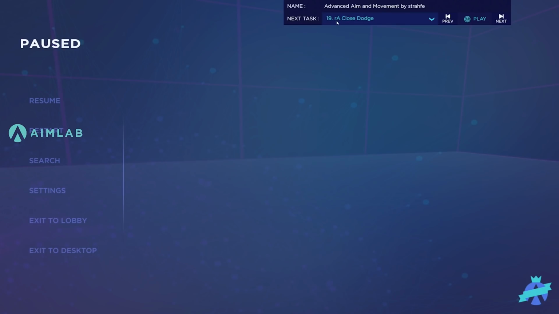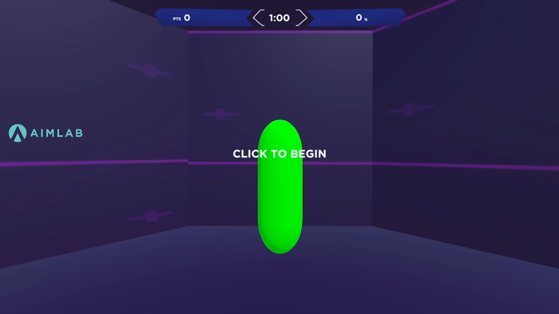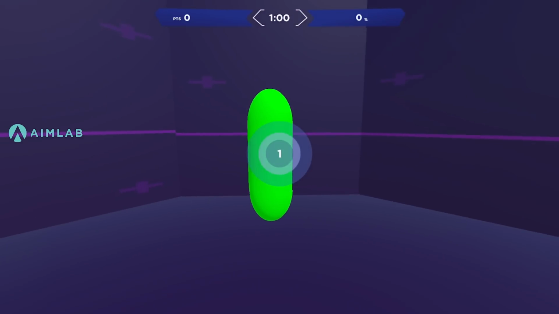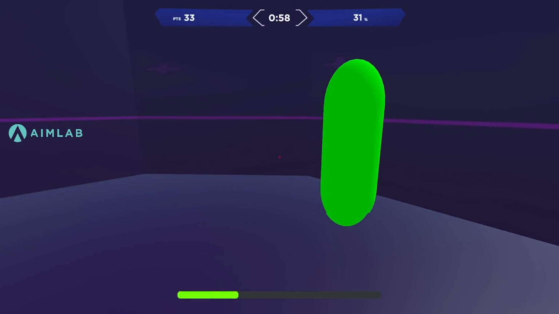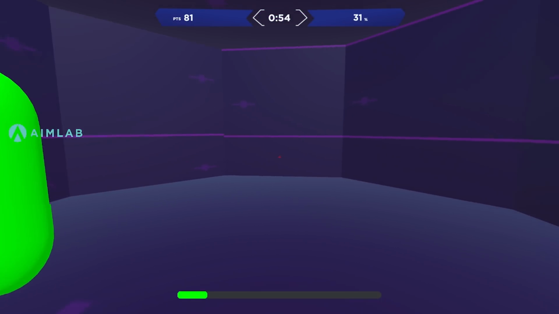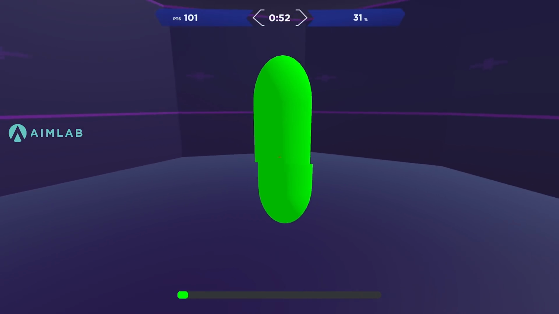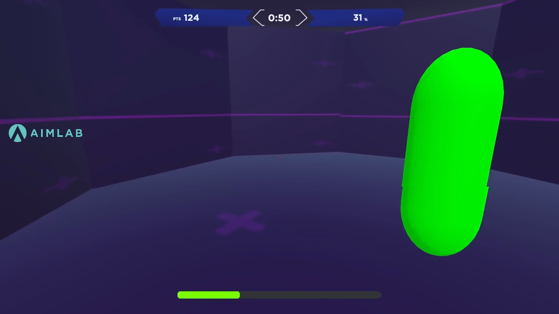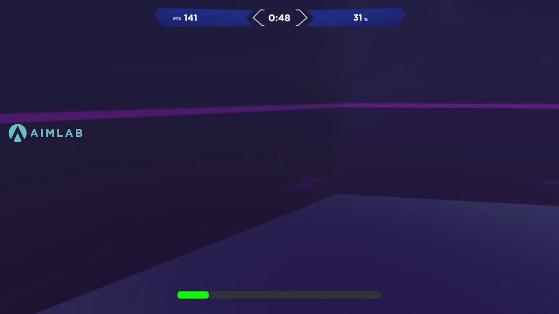And finishing off here, we have RA close dodge. So for RA close dodge, this is a very close target. You may become frustrated, especially if you're on low Sens, but same as the last scenario, same practice and fundamentals. Work on your anti-mirroring and keep an accurate position.